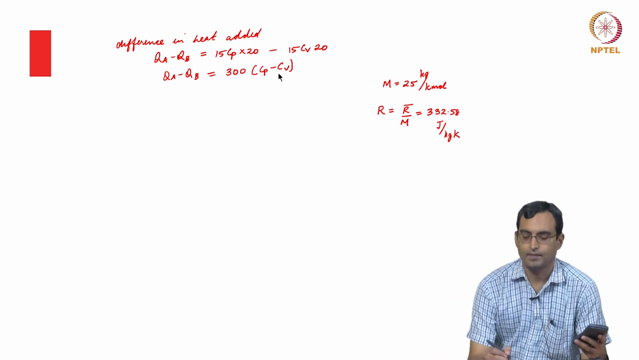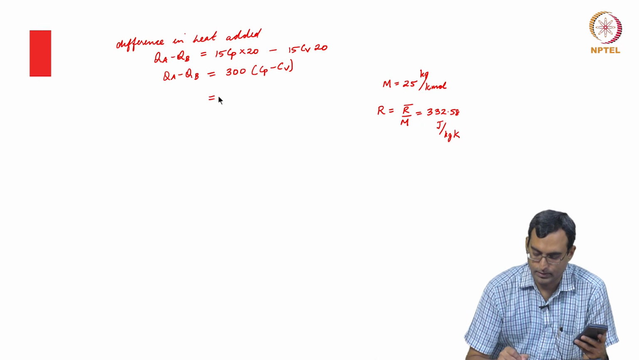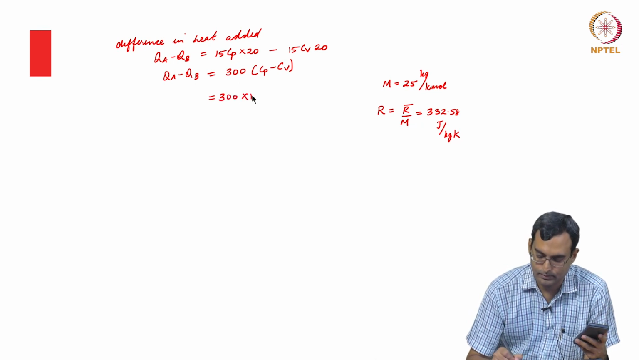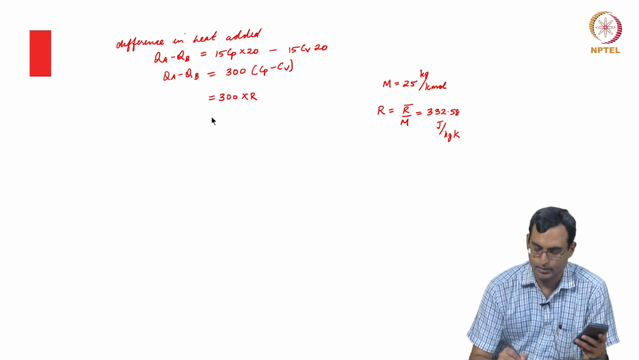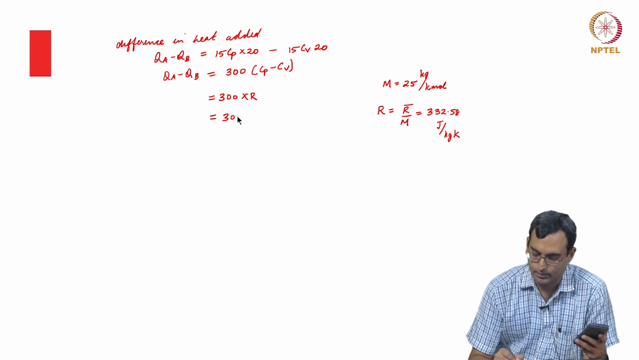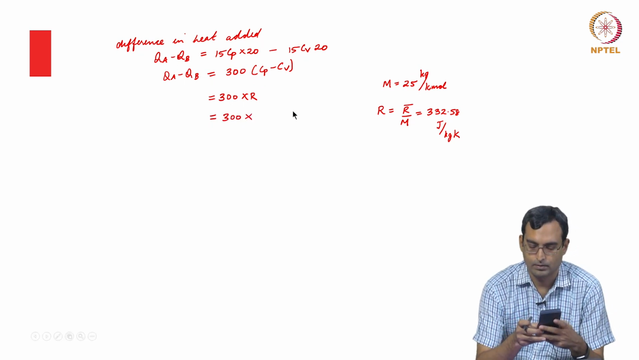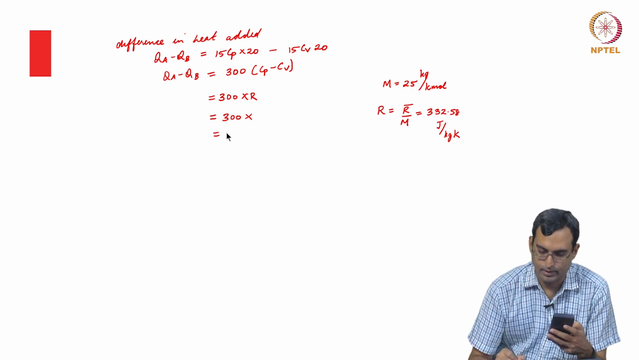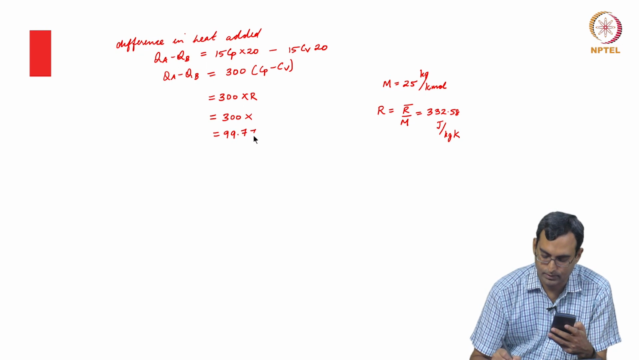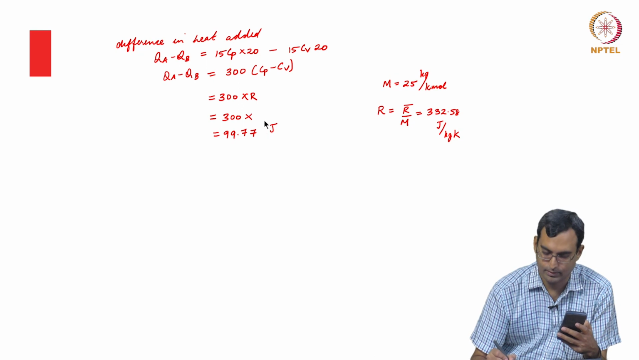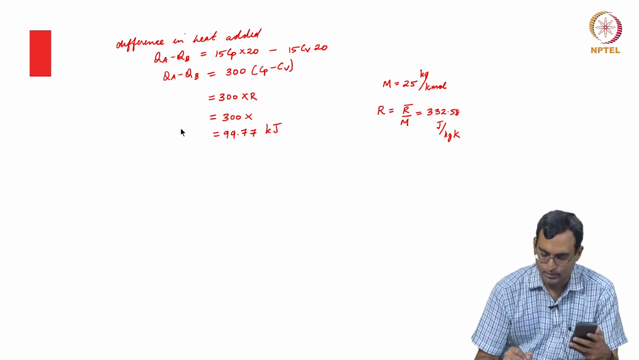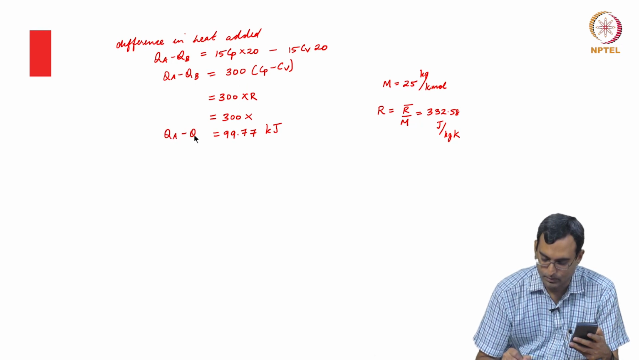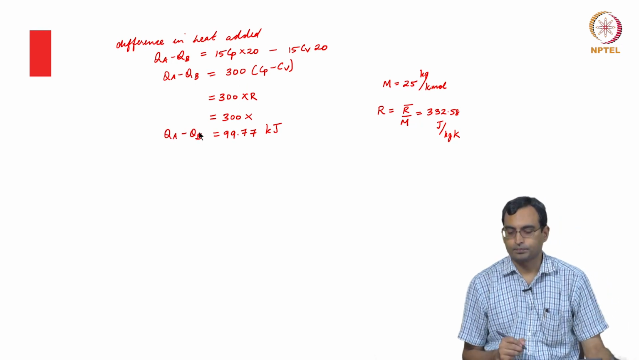So, Cp minus Cv we know is R. So, this is essentially 300 times R, because Cp minus Cv is R. So, now this is 300 into this, which is essentially 99.77 kilojoule. I have already taken a factor of 1000 away. So, this is the difference between the two.